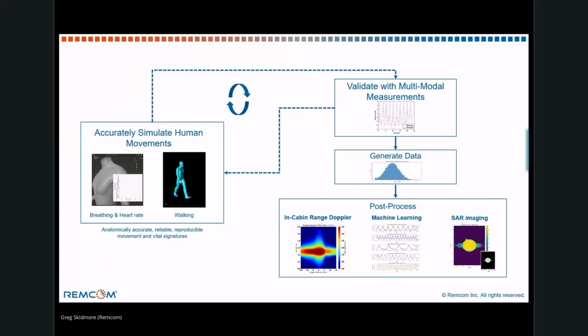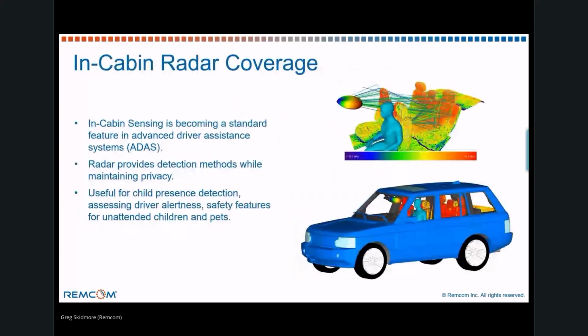So getting into the in-cabin sensing portion, now that we are confident in our breathing model, we can use it in in-cabin sensing. So next slide. For in-cabin radar, we already touched on this. It's becoming a standard feature in advanced driving assistance systems, and it provides detection methods while also maintaining privacy of the drivers or occupants. And it can be used for driver alertness, safety features, or detecting unattended children and pets.